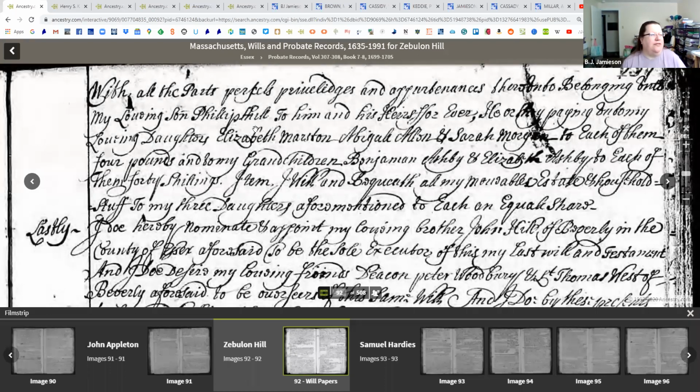So this tells you that he's got 3 daughters, they're all married, and gives you their married names. And what's interesting, he says to each of them 4 pounds, and to my grandchildren, Benjamin Ashby and Elizabeth Ashby. And so from this, you can guess there's a really good chance he actually had a 4th daughter who married an Ashby and has died before he did.